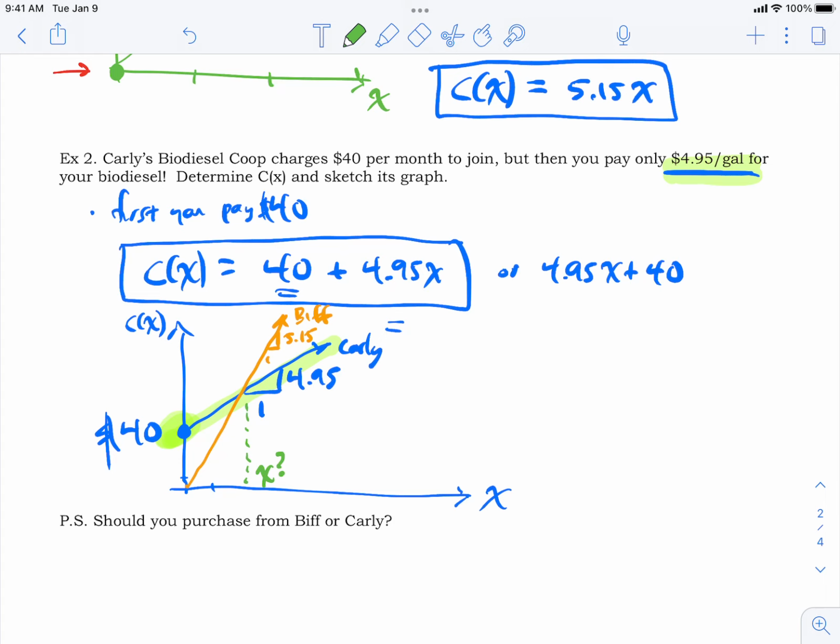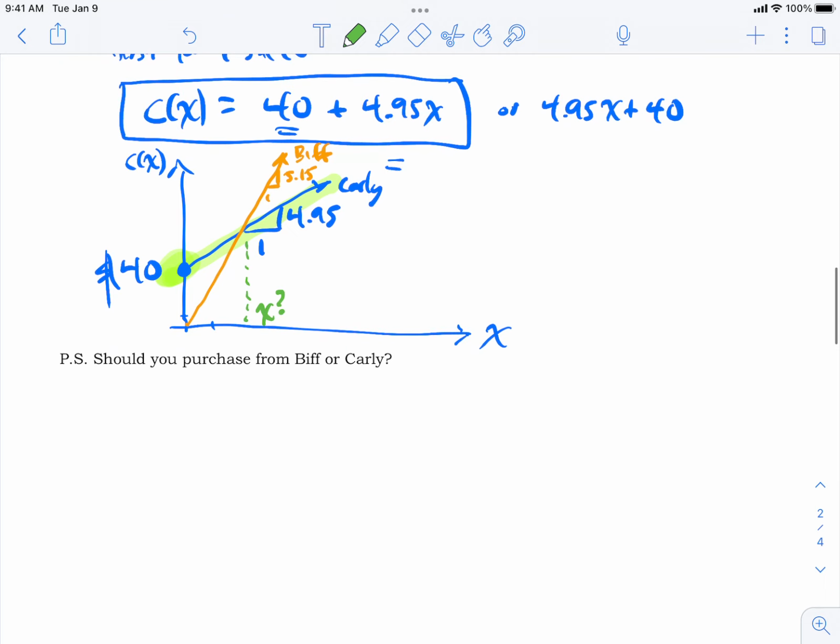Well, you can ask this question. I guess I'll ask it right down here. So when is Biff's price the same as Carly's price? Because if you're buying exactly this many gallons, it doesn't really matter who you go with, right? So when does that happen? When is Biff's price the same as Carly's price?